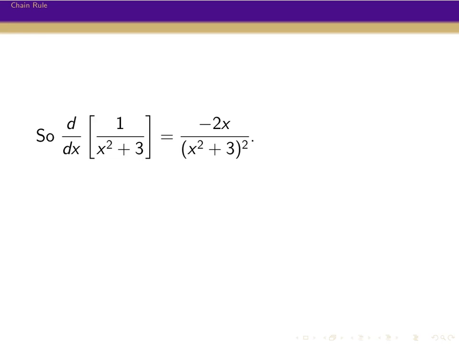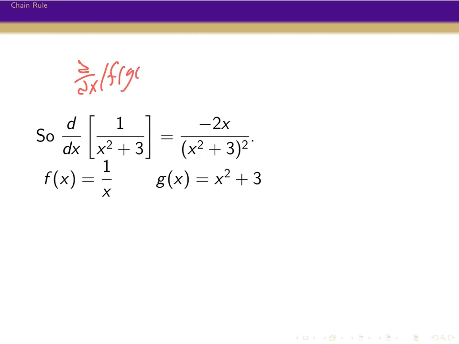Okay, so we want to use this to think about what happens when we take the derivatives of compositions of functions. So as we saw before, we can see this as being the derivative of f of g of x, where f is 1 over x and g is x squared plus 3.